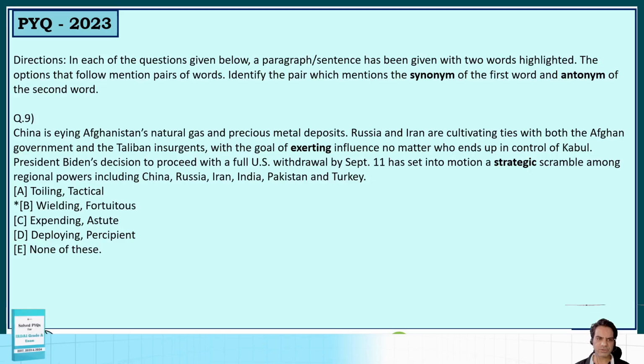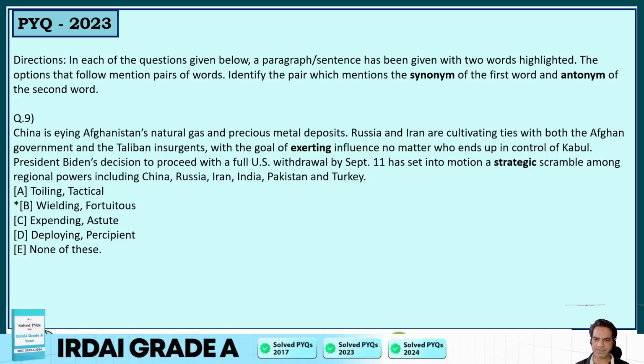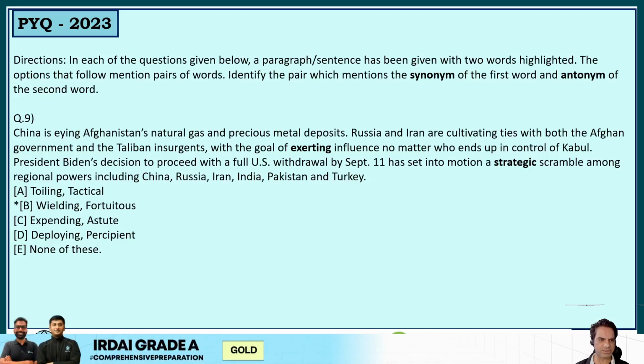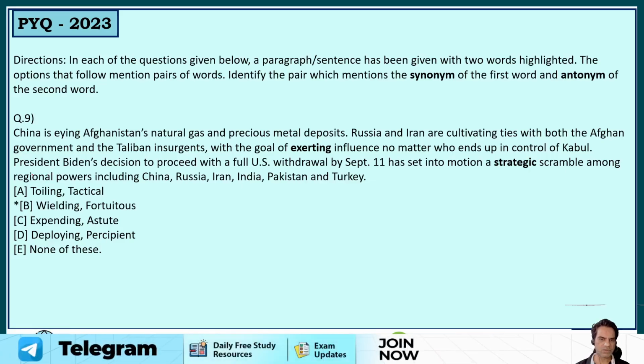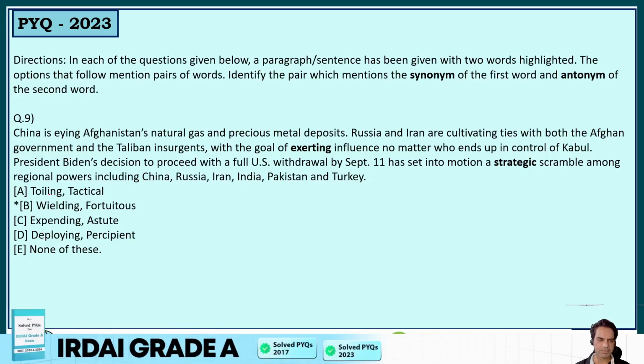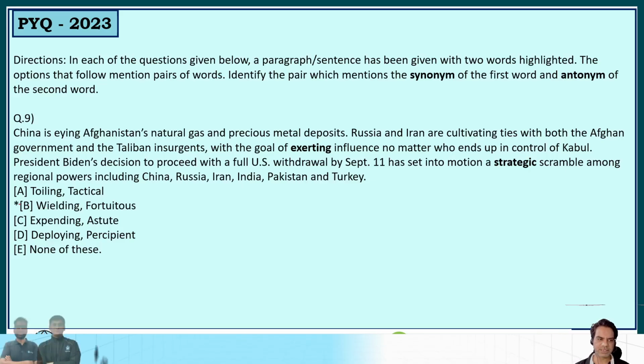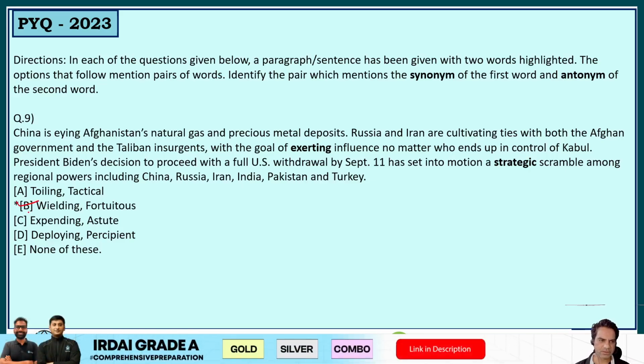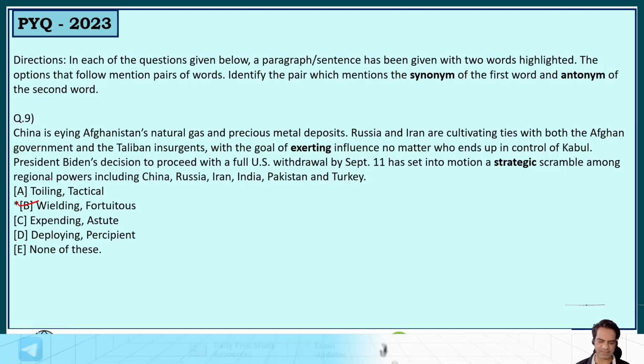President Biden's decision to proceed with the full US withdrawal by September 11 has set into motion a strategic, is rational, well thought of scramble among regional powers including China, Russia, Iran, India, Pakistan and Turkey. So with the goal of exerting: toiling, wielding, expending, no, expending is spending, deploying is moving forward, toiling is making effort, but wielding influence fits. And set into motion a strategic or a fortuitous, that means unserious. So option B is your correct answer, guys.